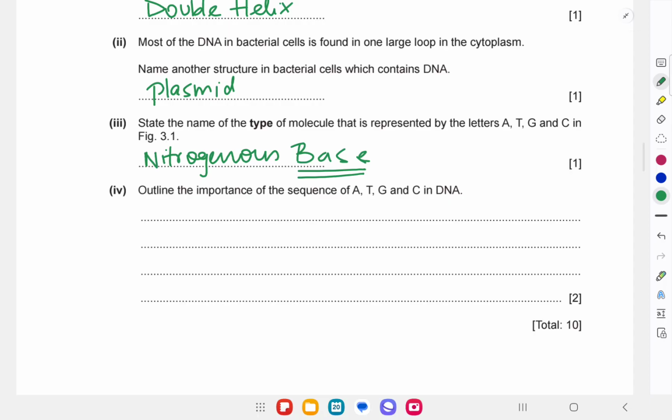Outline the importance of the sequence A, T, G, and C in the DNA. Okay. So nitrogenous bases are very important, especially their sequence is very important. Why? Because nitrogenous bases are coding for the proteins, and the sequence of bases determines the sequence of amino acids in a protein, and eventually the sequence of amino acids will affect the shape of the protein, and the shape of the protein will affect the function of the protein. So that's why the sequence of nitrogenous bases is very important.